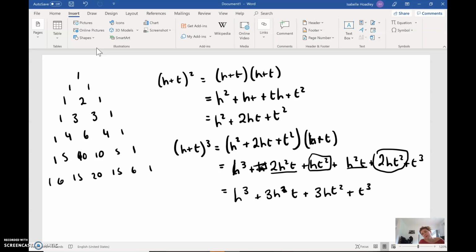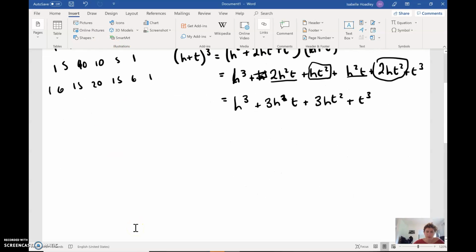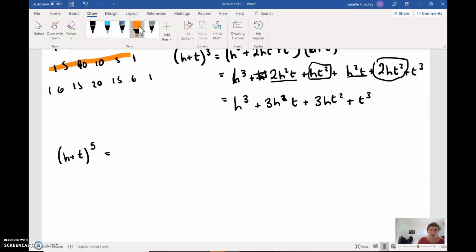Okay, FOILing, once you get past a cubic, becomes a really ineffective way of expanding. I'm going to give you guys the example, and instead of using FOIL, we're going to use Pascal's triangle. So we're going to look at (h + t) to the power of 5. Now, if we're looking at the power of 5, we're going to use our 5th row of Pascal's triangle, which is 1, 5, 10, 10, 5, 1. The first thing I'm going to do is write those numbers in: 1, 5, 10, 10, 5, and 1.